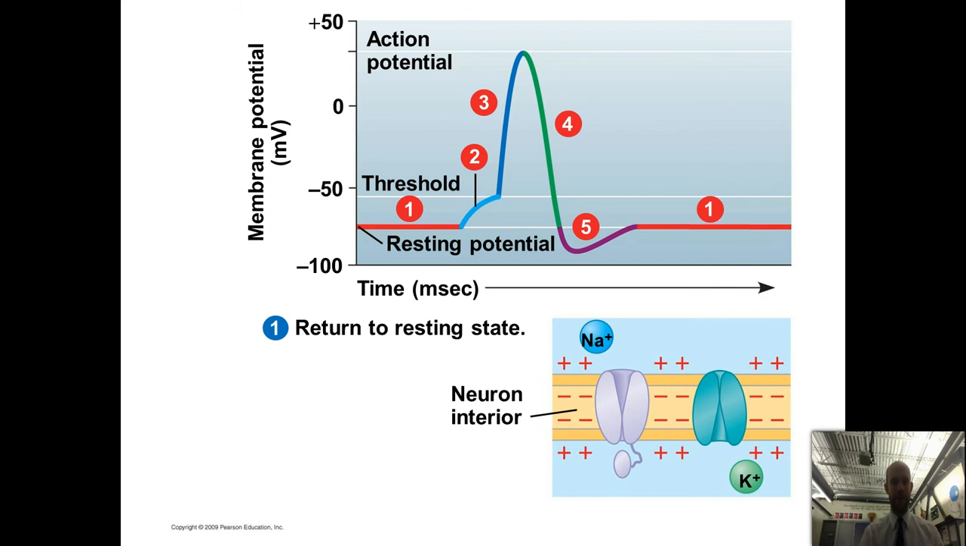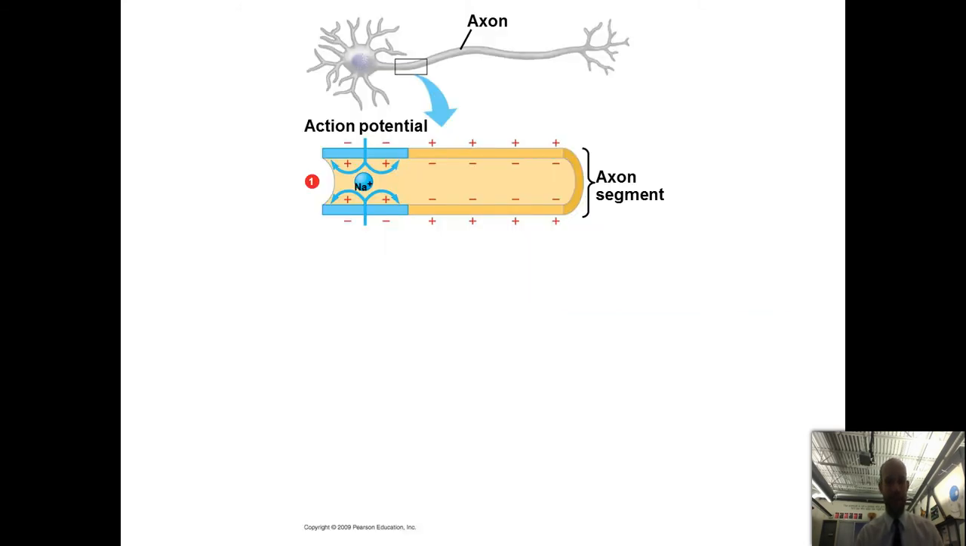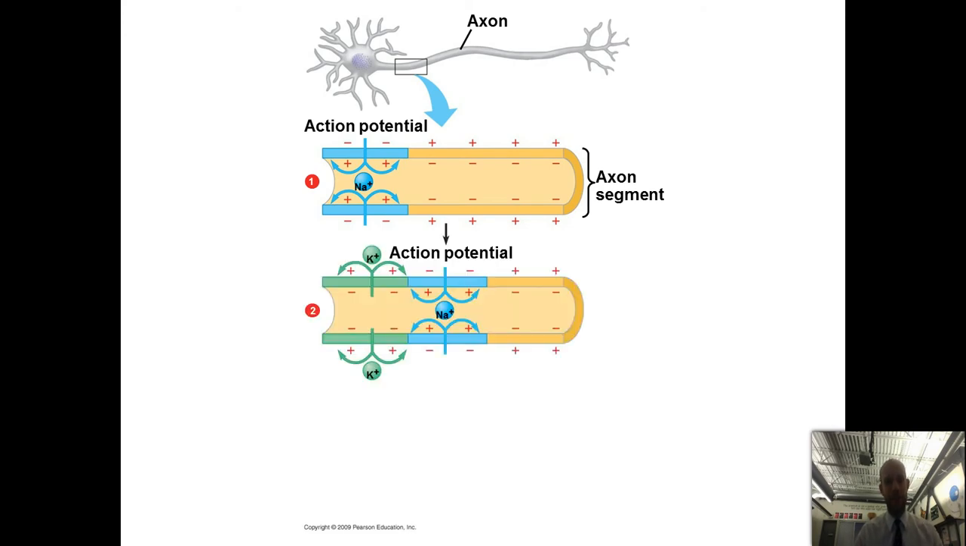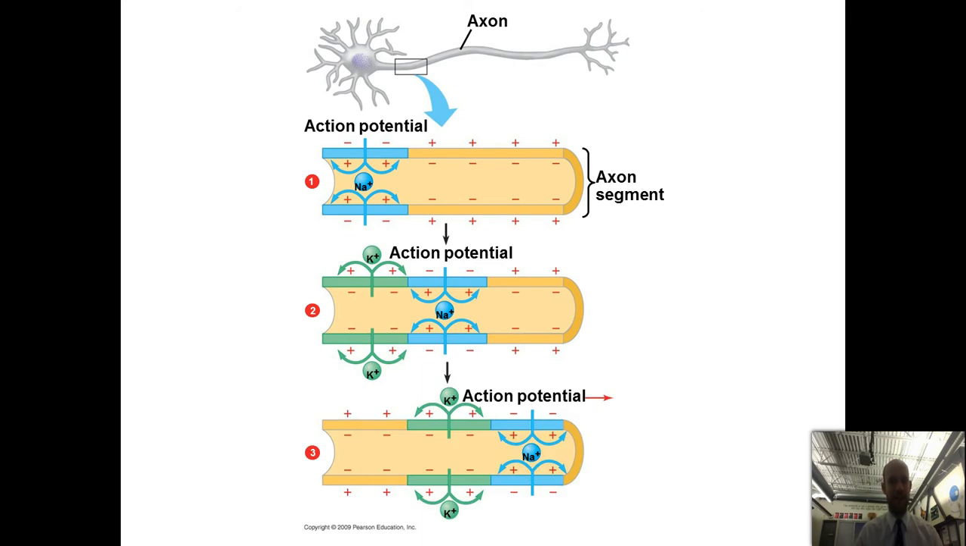First thing that happens, the sodium gates open, sodium floods in, depolarizes. Then the potassium gates open and potassium flows out, repolarization, and then we get returning to the resting state. The depolarization of one section of the axon causes the depolarization of the next section, and so our action potential moves along the neuron.